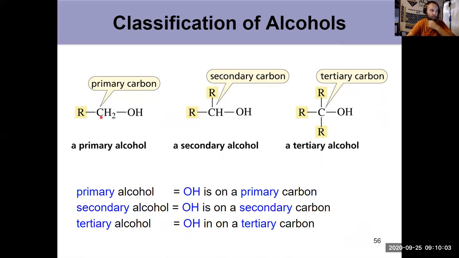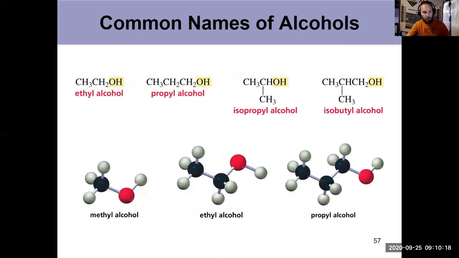And what type of carbon that is controls the classification of our alcohol. If that OH is attached to a primary carbon, it's called a primary alcohol. Same thing for secondary and tertiary. Same exact type of classification. We've just taken the hydrogen of an alkane and replaced it with OH. And again, we have common names and we have systematic names.